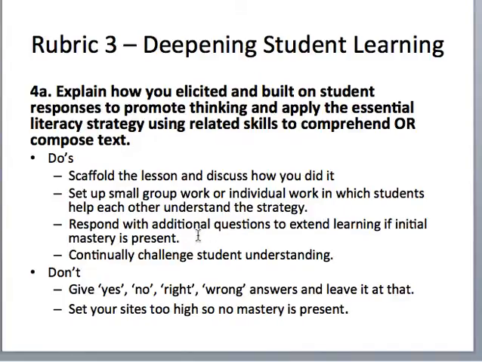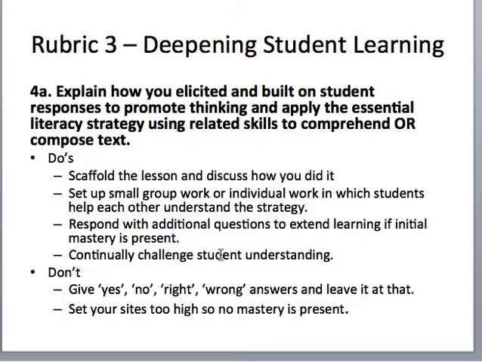Always respond with additional questions to extend learning if mastery is there. So again, you want kind of a learning progression so that, okay, they can do the easy task. Well, what about the next more difficult task, and what does it mean for them to understand this, and what's a new situation they might apply it in?